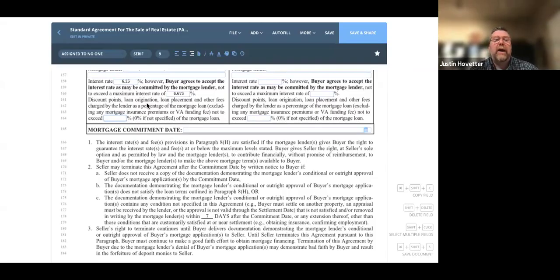But if we do have this 6.25 to 6.675 window and things go haywire, like some sort of financial crisis, interest rates bump up to 7%, and the buyer wants to back out of the deal, the seller can say, not so fast. I called your lender. I found out for $3,000, I can buy down the rate from 7% to 6.675. I'm going to do that. We are moving forward with this deal to closing. Okay.